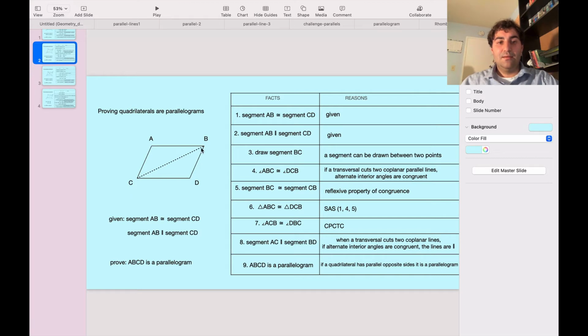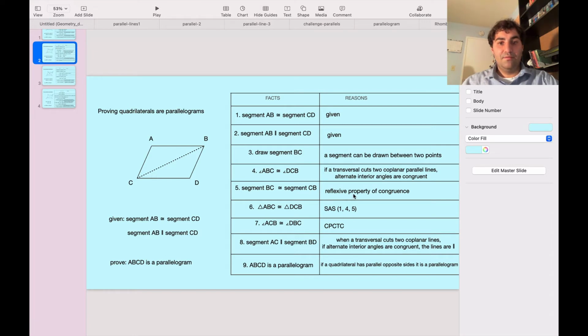So we're taking BC as the transversal, right? And we know that segment AB is parallel to segment CD, so these lines are also parallel, right? So this angle, angle ABC, and this angle, DCB, are alternate interior angles, so they're congruent.